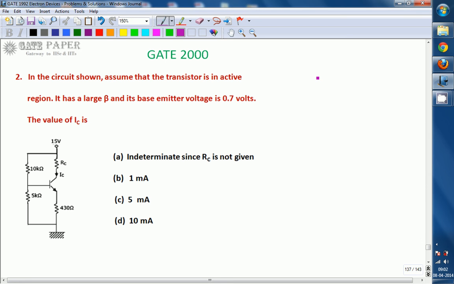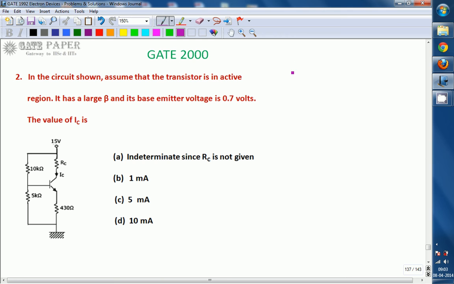Hello, we are discussing the GATE 2000 ECE paper, and the question is related to electronics. Look at the circuit. In the circuit shown, assume that the transistor is in the active region. It has a large beta and its base-emitter voltage is 0.7 volts. Then the value of IC is. For the given circuit, we are going to calculate the IC value.